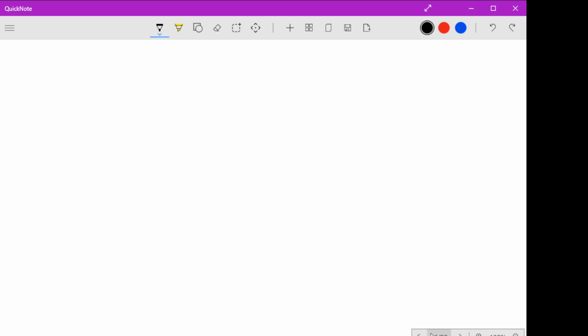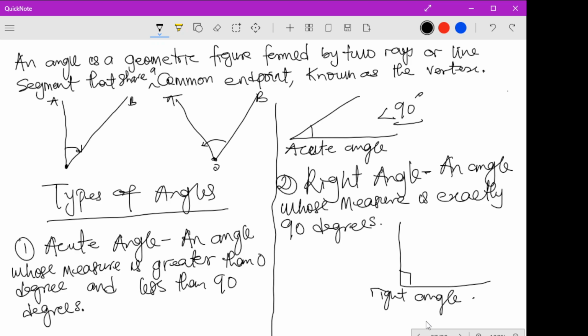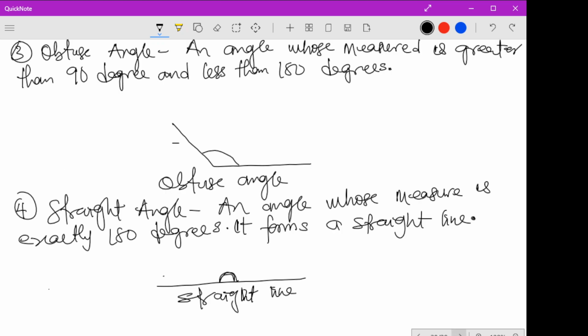So we talked about angles. An angle is a geometric figure formed by two rays or line segments that share a common endpoint known as the vertex. So this is where we draw the angle. We also talked about the types of angles. One, acute angle, an angle whose measure is greater than 0 degrees and less than 90 degrees. That is how it is being drawn. Number two, a right angle, an angle whose measure is exactly 90 degrees. This is how it is being drawn.